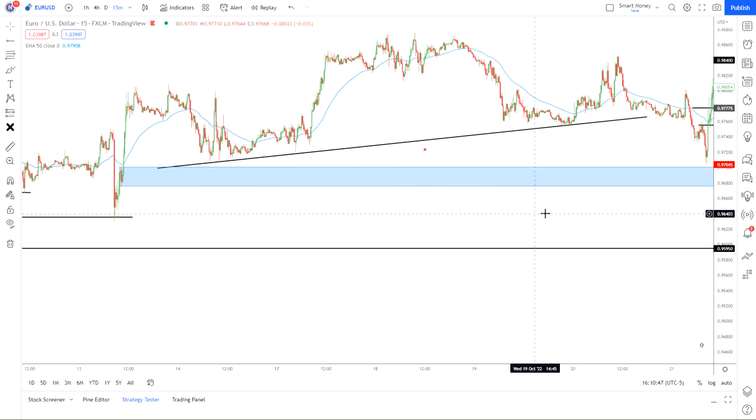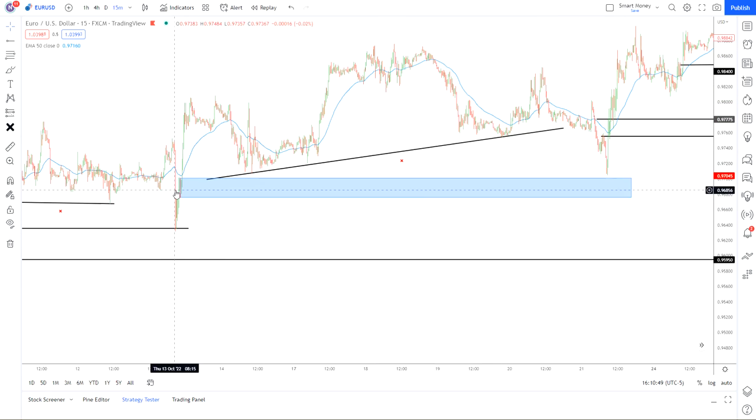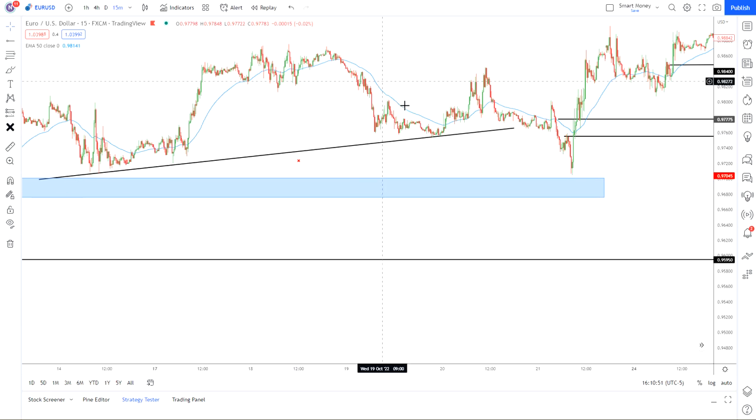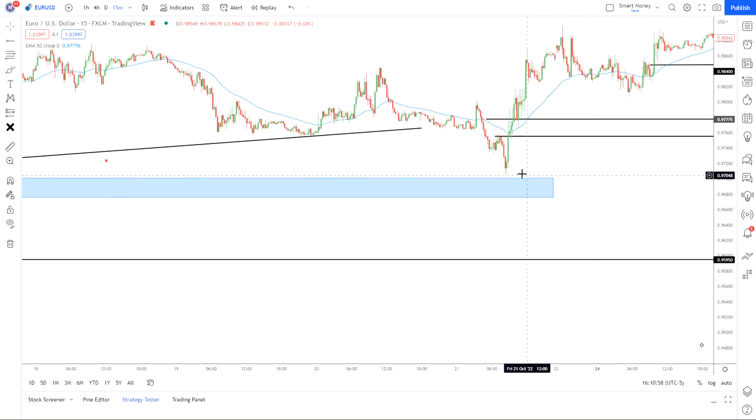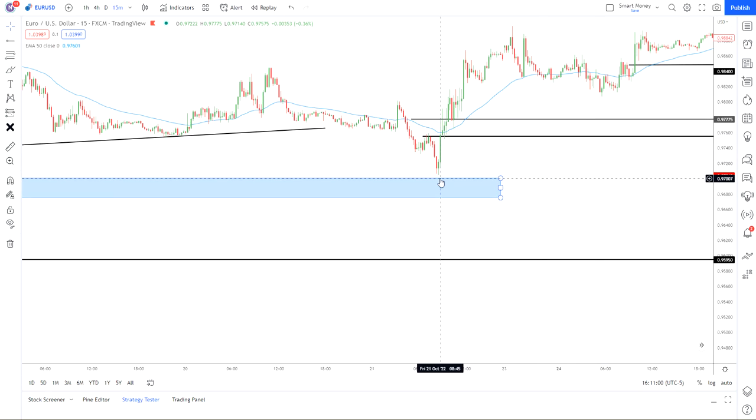So that's that demand. And now in the process of mitigating this demand level, we form another head and shoulders in which we fake out from again, and we continue up. In this case, unfortunately, it didn't hit that level, but I would have placed my buy limit there. And well, unfortunately, it wouldn't have hit it. But it's okay. We let it go.